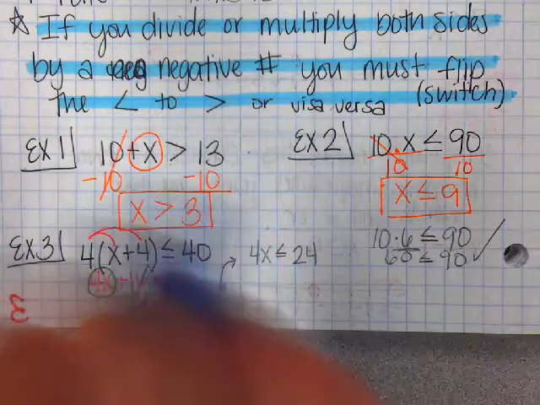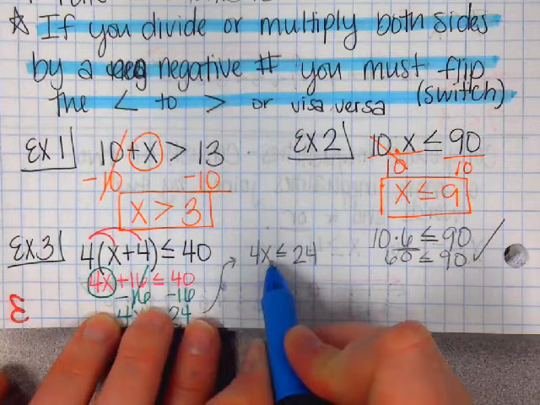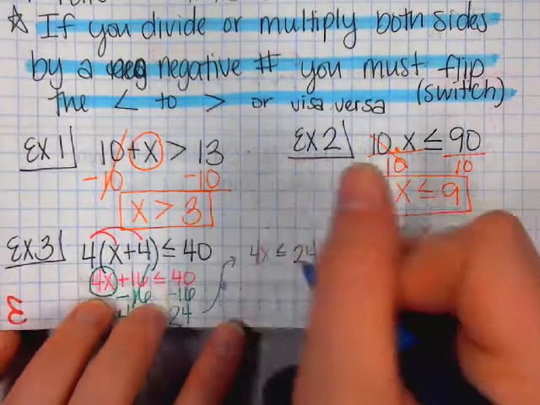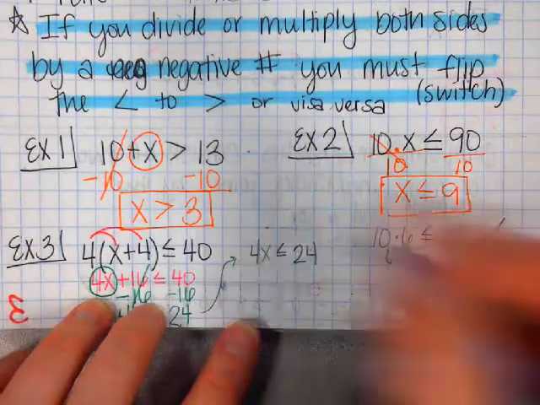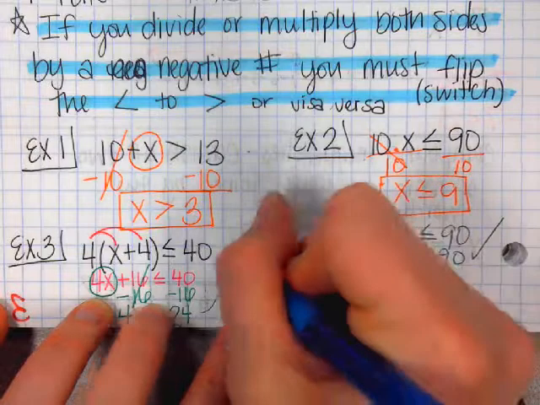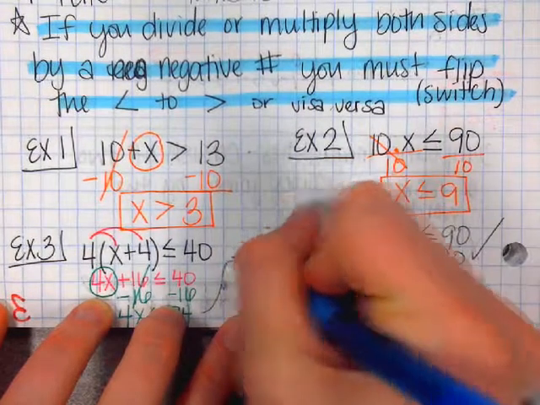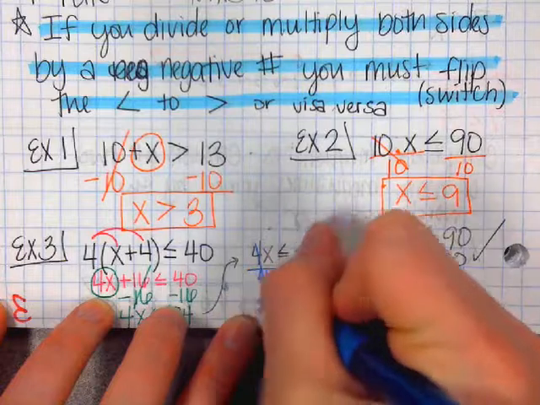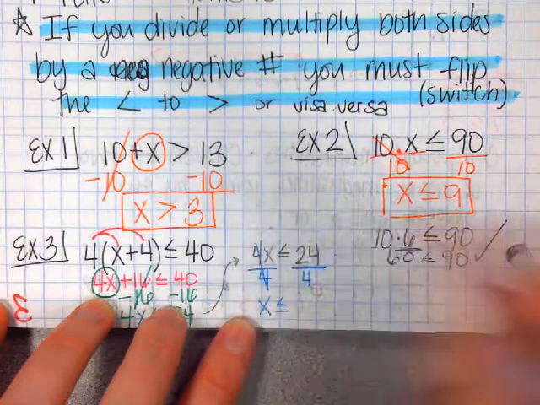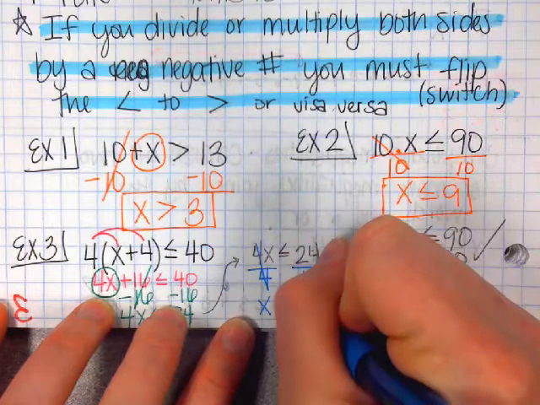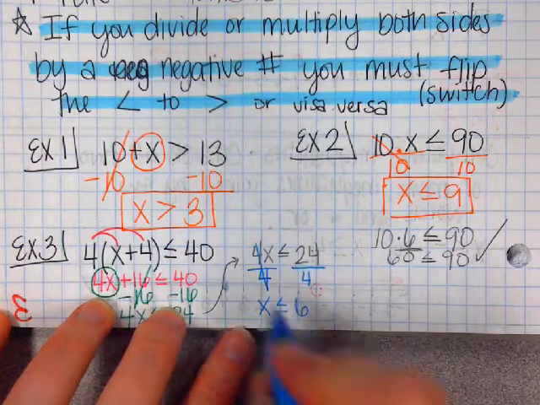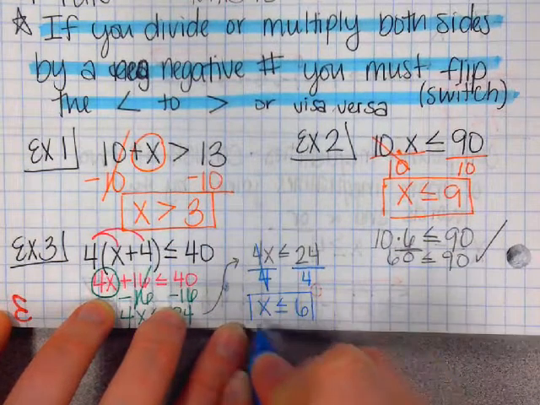Okay, then since it's 4 times x, remember, anytime a number and a variable are right next to each other like that, it's multiplication. So the inverse of multiply is divide. So divide by 4, divide by 4. So x is less than or equal to 24 divided by 4, which is 6. So x can be any number less than or equal to 6.